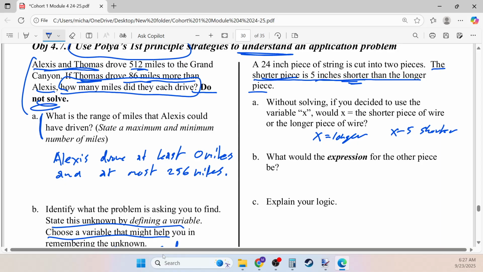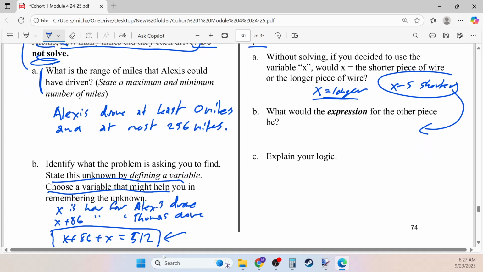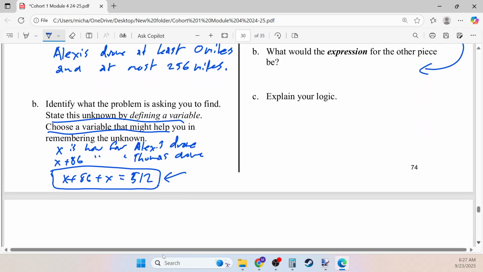To be truthful, I would probably do it that way because I like using addition more than I like using subtraction. What would the expression for the other piece be? Oh, yeah, so x is the longer, means that x minus 5 has to be the shorter piece. And you can explain however your reasoning is.